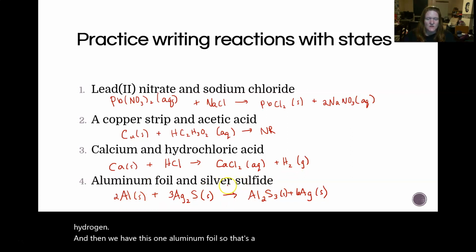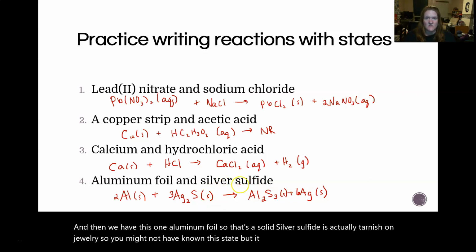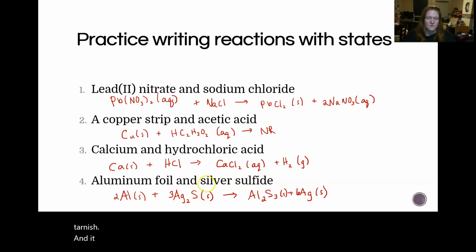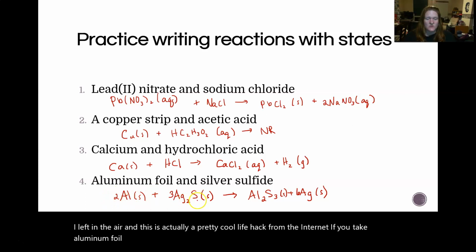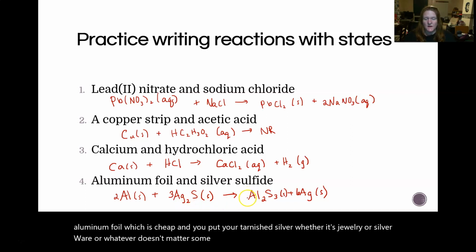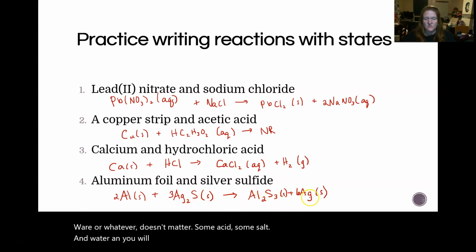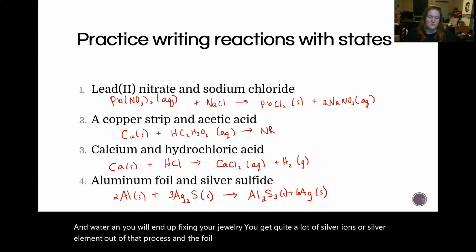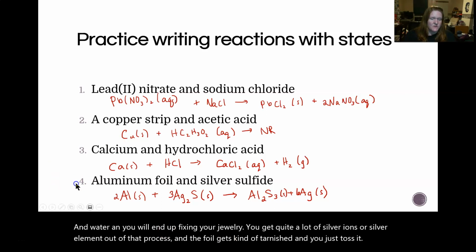Silver sulfide is actually tarnish on jewelry, so you might not have known this state, but it is a solid, and it's kind of a greenish tarnish. And it happens just over time to silver left in the air. And this is actually a pretty cool life hack from the internet. If you take aluminum foil, which is cheap, and you put your tarnished silver, whether it's jewelry or silverware or whatever, it doesn't matter, some acid, some salt, and water, and you will end up fixing your jewelry. You get quite a lot of silver ions or silver element out of that process, and the foil gets kind of tarnished and you just toss it. So kind of a neat reaction.